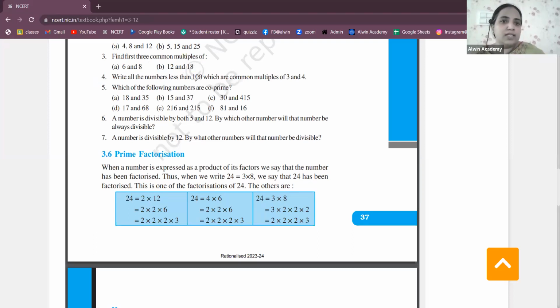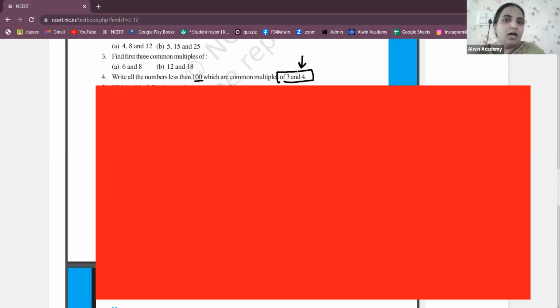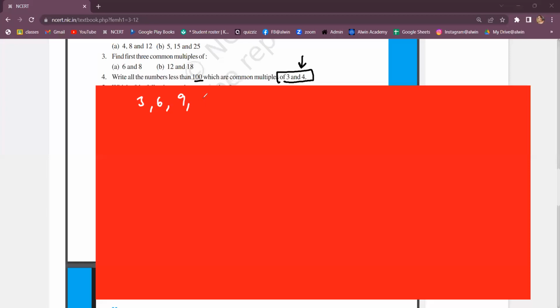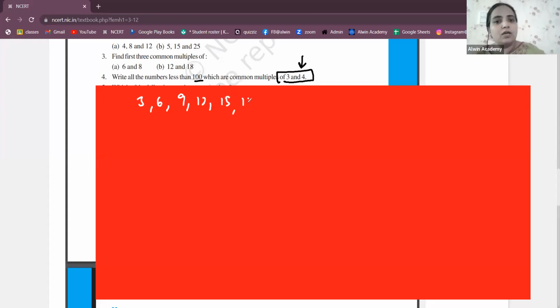Write all the numbers less than 100 which are common multiples of 3 and 4. पता मैं आप लोग को एक बात बताऊं. One way is doing the hard work here, another way is doing the smart work here. I'll first of all explain you the concept, the hard work, and then I'll tell you how to do the smart thing. Okay. देखो, they are saying the common multiples of 3 and 4 which are less than 100. So I list all the multiples of 3 that are less than 100. So 3, 6, 9, 12, 15, 18.